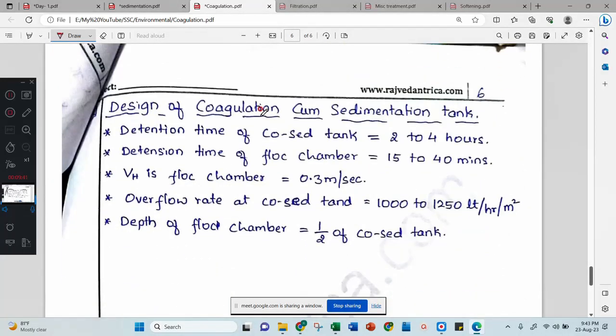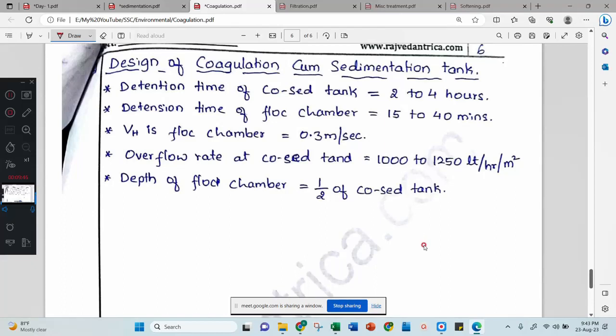Design of coagulation cum sedimentation tank. This is also something like a sedimentation tank only, no? Therefore design is not explained much here. Detention time for this one is 2 to 4 hours. What about plain sedimentation tank? 4 to 8 hours. More time is taken in plain sedimentation, but less time here. Detention time for flock chamber, 15 to 40 minutes is enough.